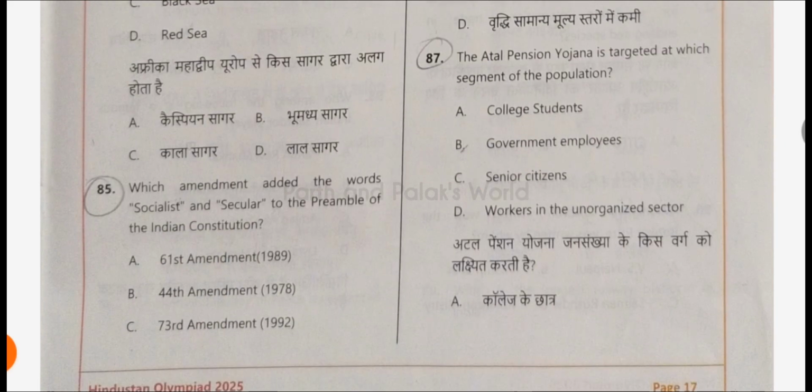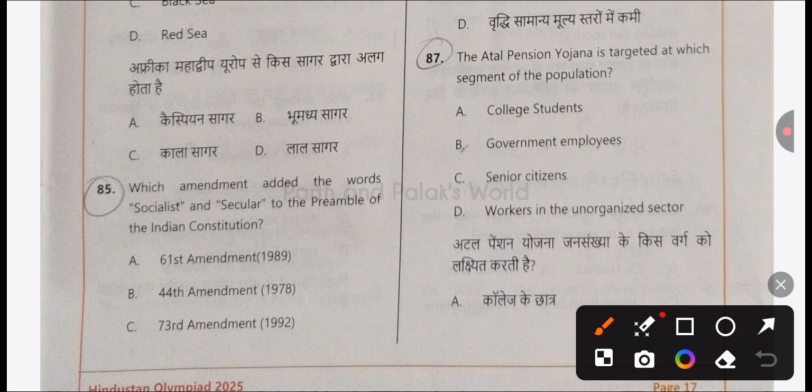Moving on to question number 87. The Atal Pension Yojana is targeted at which segment of the population? The correct answer is workers in the unorganized sectors.